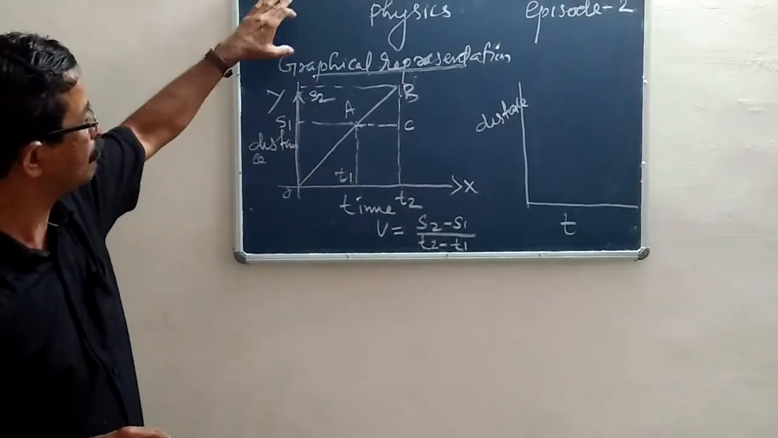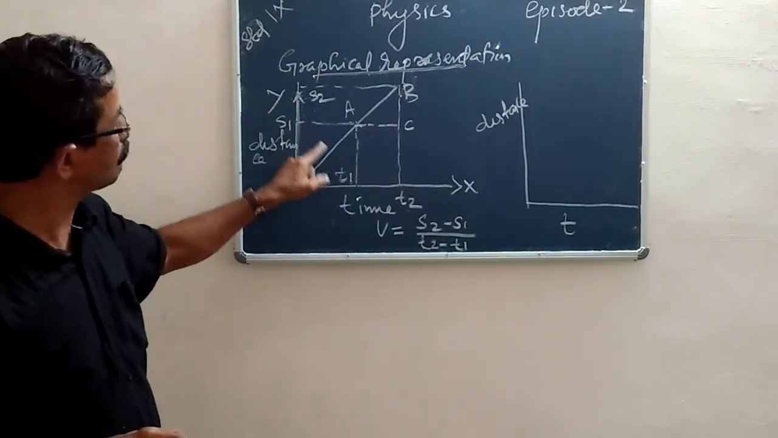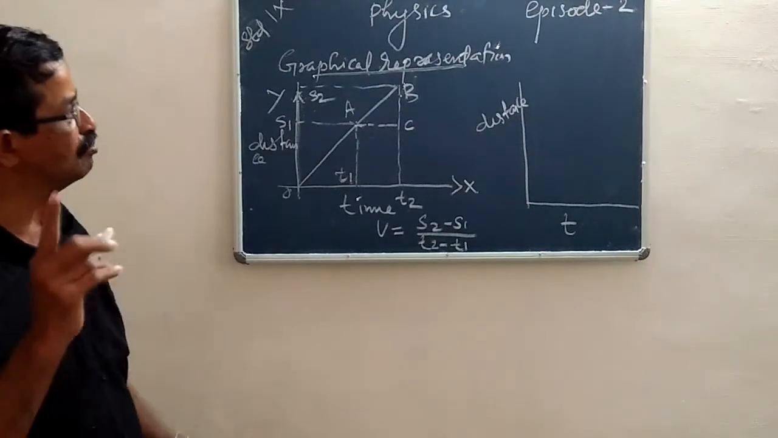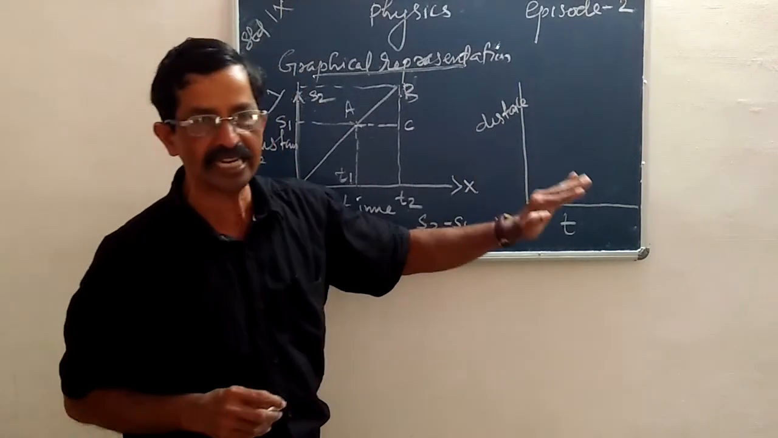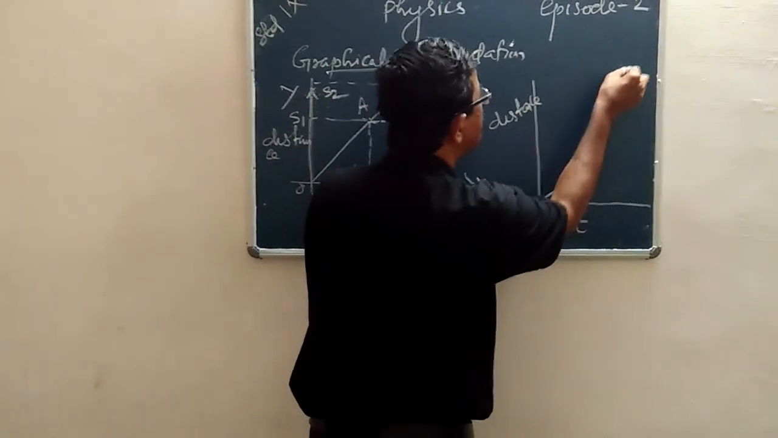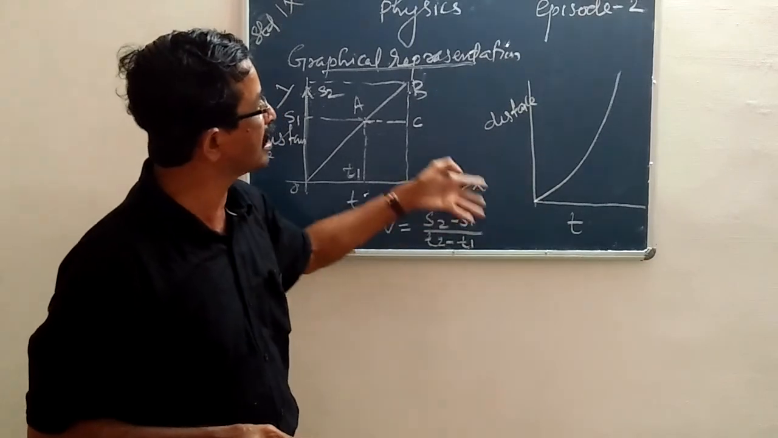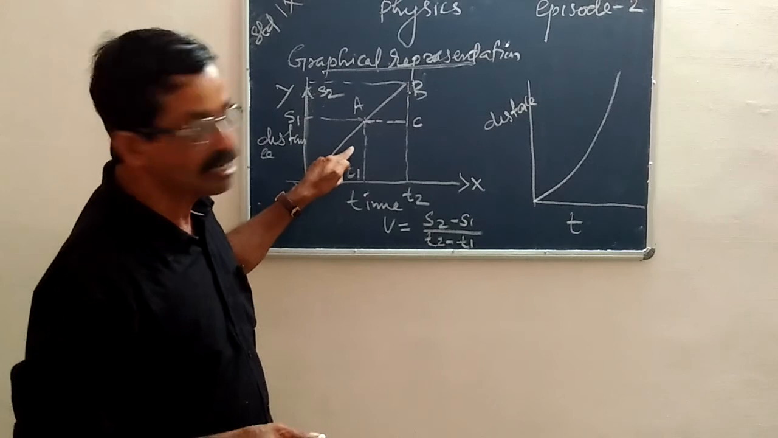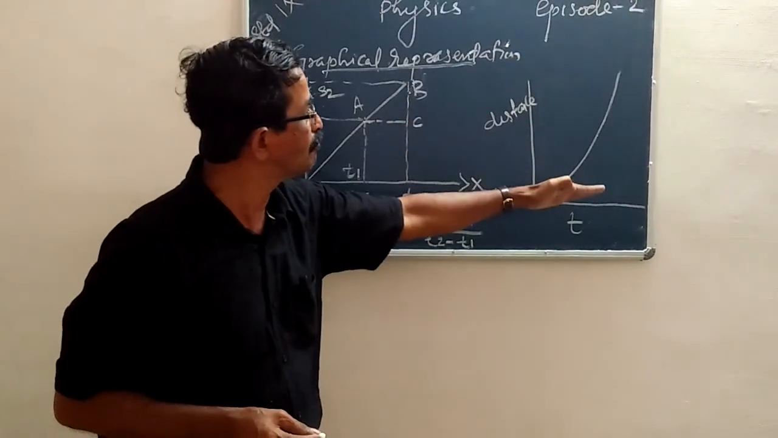Here we got a graph. That graph is a straight line for uniform motion. Suppose the body is uniformly accelerated, then the distance time graph is like this. It is not a straight line. For a uniformly accelerated or accelerated motion, the graph is not a straight line. We get a graph like this.